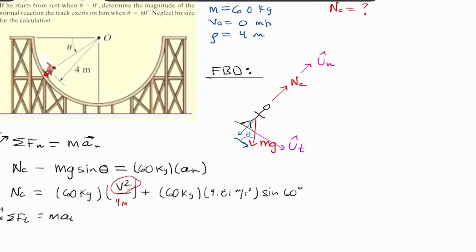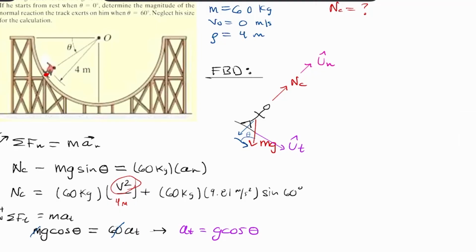So we will have here mass times gravity times cosine of theta, and this is equal to 60 times acceleration tangential. The 60 kilograms mass cancels out, and we get the tangential acceleration is equal to gravity times cosine of theta.